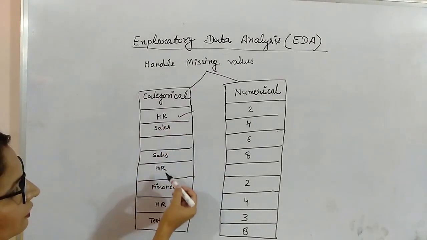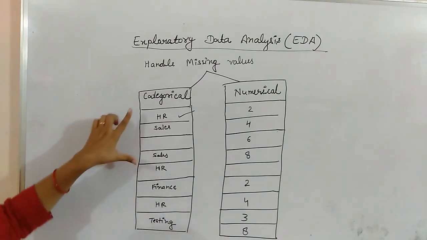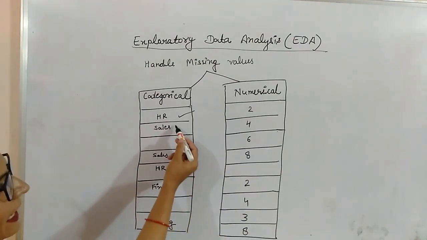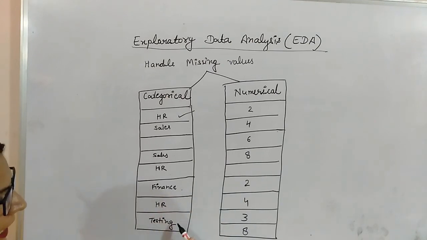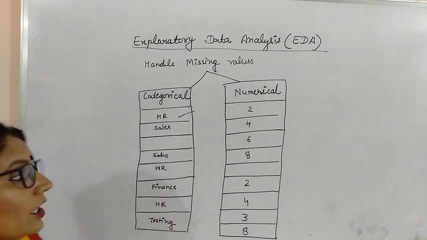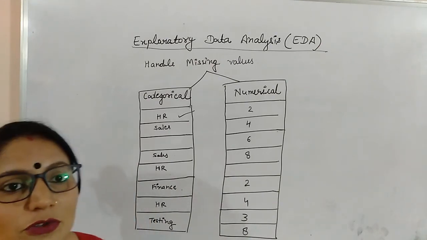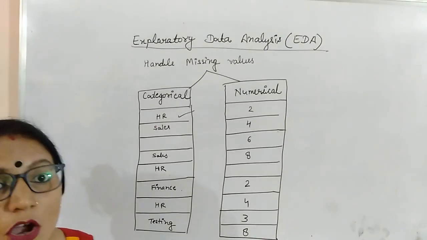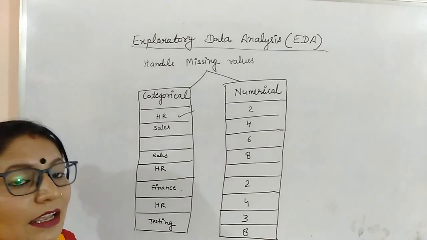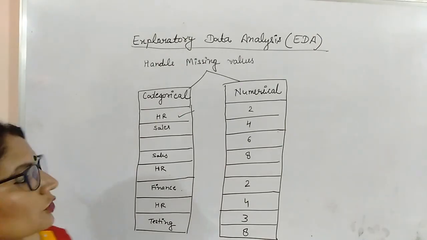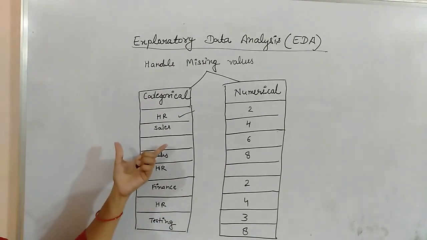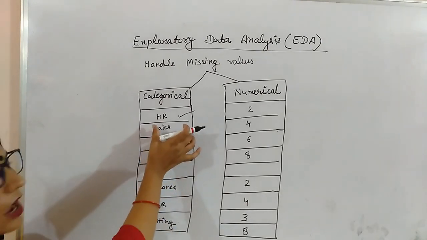This is 1, 2, 3. It has occurred 3 times, and we see sales is 2 times, finance is 1 time, and testing is 1 time only. So we will handle this missing record using the most frequent occurrence of a particular record which is coming under that categorical column. So how will we fill this? We'll fill this using HR.